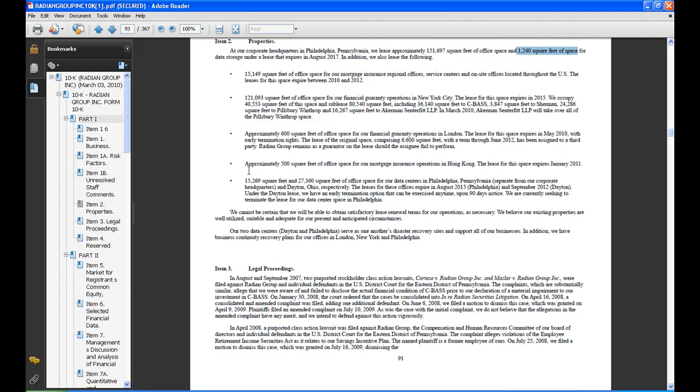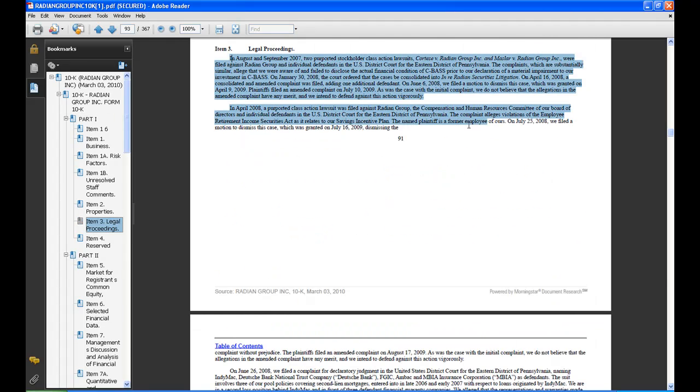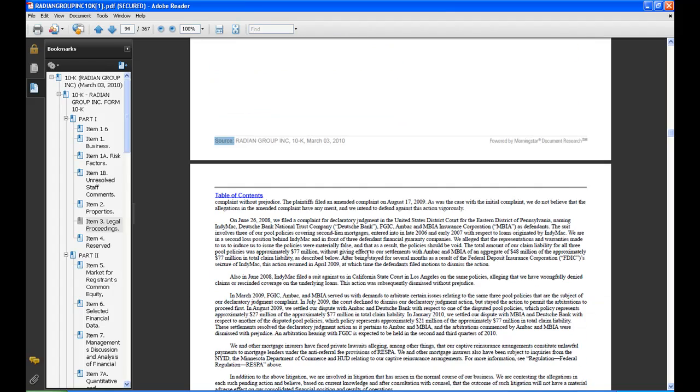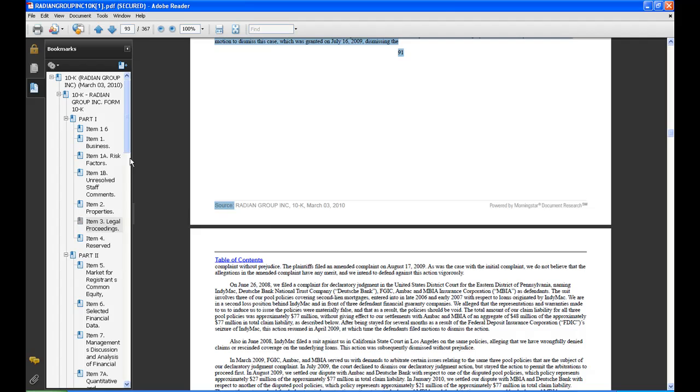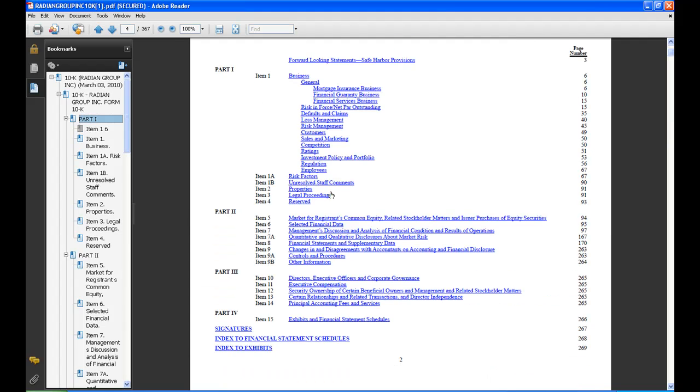for data storage. And then we can see legal proceedings and see specific court cases that this company might go through. Here, really, if you have a specific purpose, you can look at them, but once again, it doesn't really give you the key information that you need.